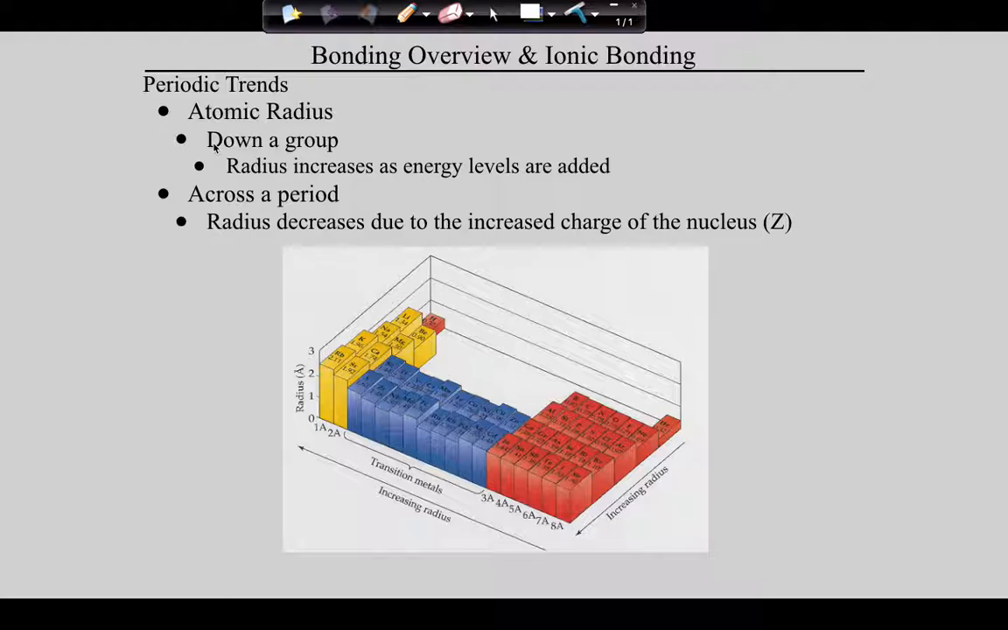And we can bring that all together with this representation where the heights of the boxes represent the radii, and as we go down they get bigger because we're adding energy levels, and as we go left to right they get smaller because of the ever-increasing strength of the nucleus. You guys good on atomic radius?